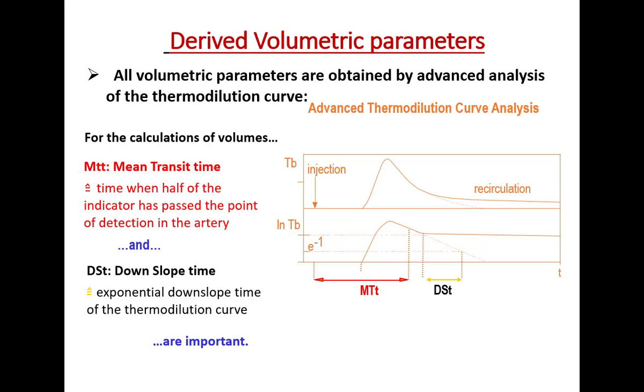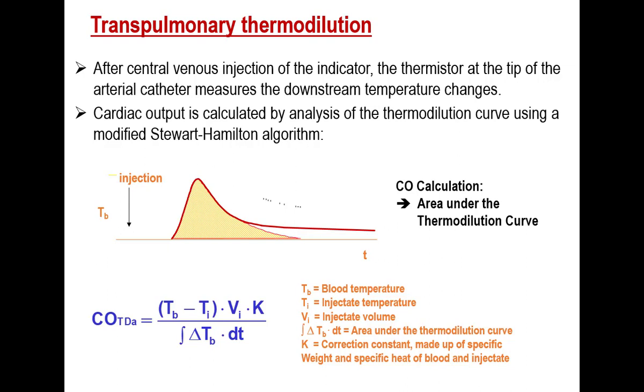For any injection you give, you have the area under the curve. The area under the curve corresponds to the cardiac output. That also the machine will tell you, you don't have to calculate it.